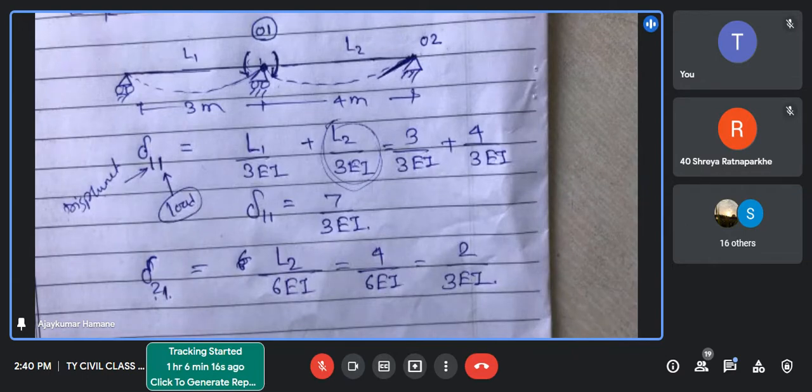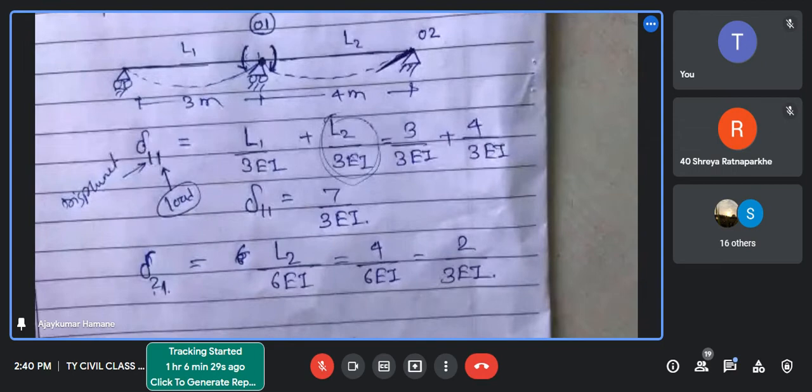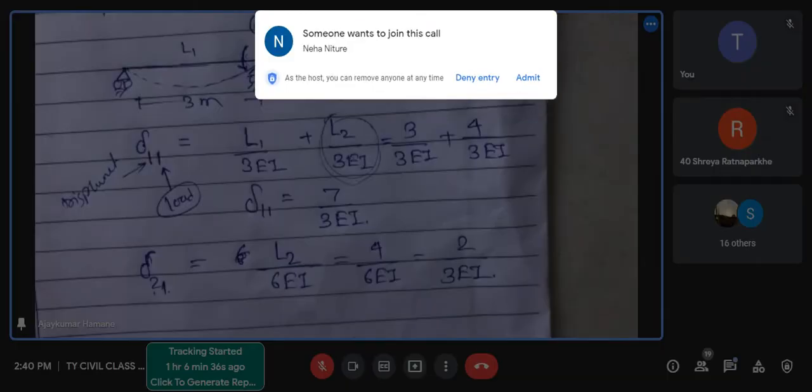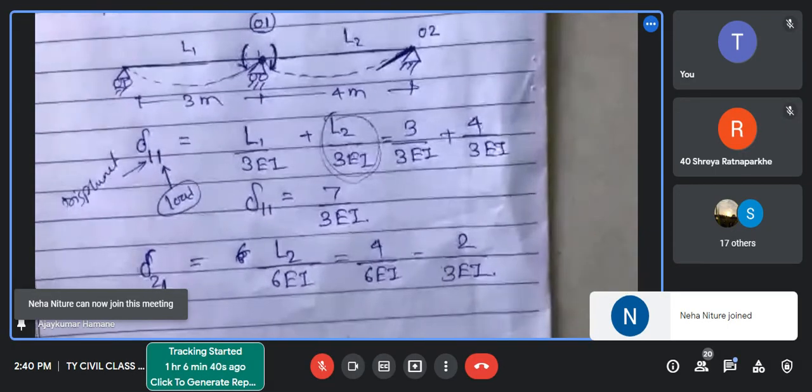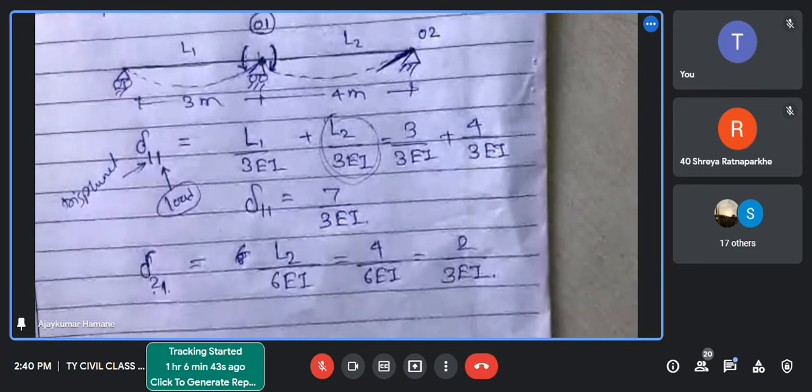2 divided by 3 EI. Okay, students, is this one clear to you or not? Say yes or no.